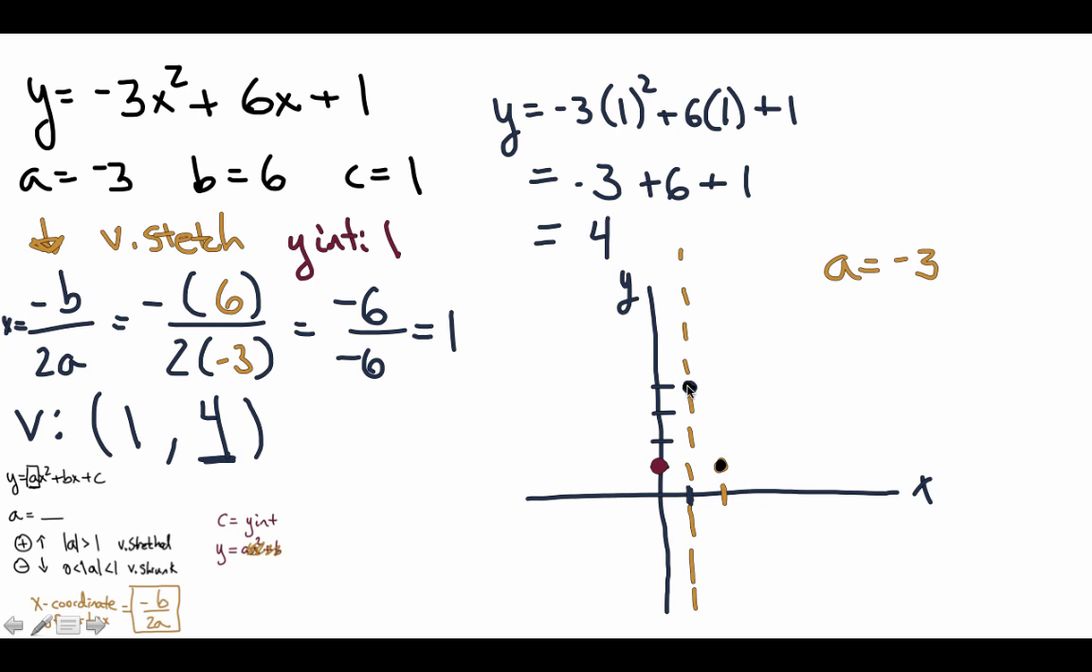I'd do the same thing if I went this way 1. If I go this direction 1, I would be going negative 1 in the x direction. Negative 1 squared is 1. 1 times negative 3 is negative 3. And notice I'm down 3.